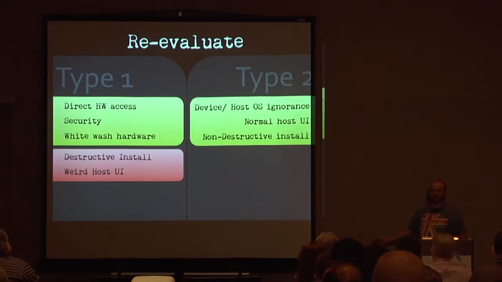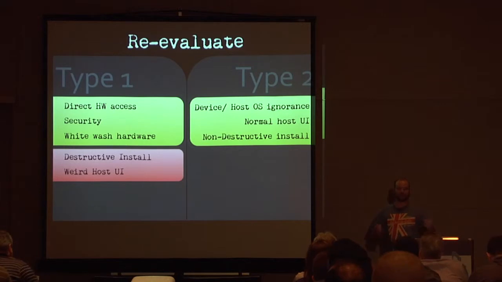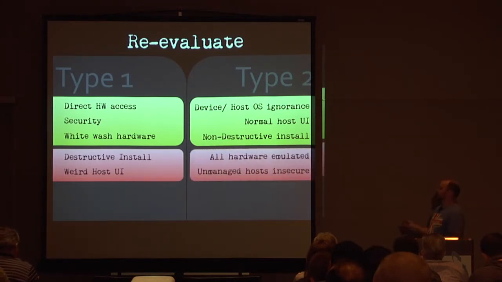Type 2, on the other hand, is device and host ignorant for the most part. You can think of an OS, there's probably some sort of hypervisor that runs on it. Normal host UI, assuming it's the box that the user normally uses, they're familiar with it, they kind of get how it works as well as they can. And the install isn't destructive, so it just works. The problem is that all the hardware is emulated, and the unmanaged hosts can be insecure. Now really, unmanaged anything is insecure.